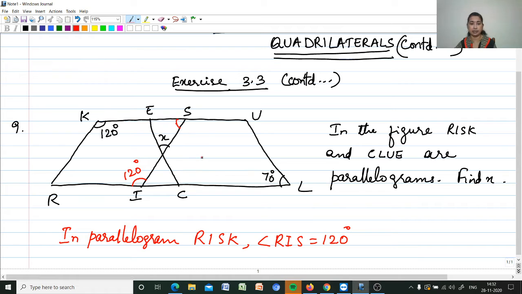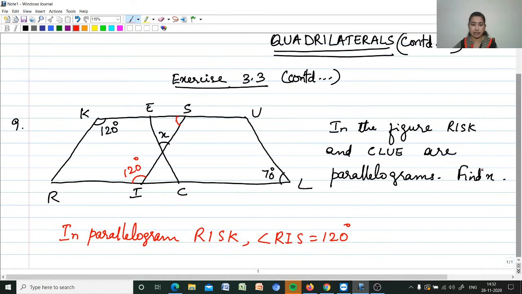How can we find that angle? The sum will be 180. So, 180 minus 120 gives this angle, that is angle KSI. KSI is equal to 180 minus 120 degrees, that is equal to 60. So, this angle is equal to 60 degrees, because it is a parallelogram and the adjacent angle sum is supplementary.